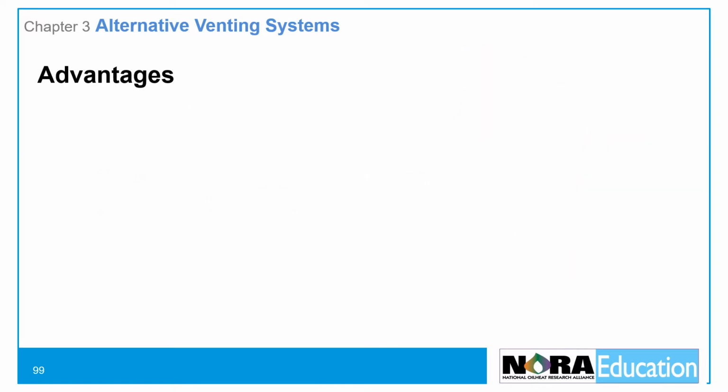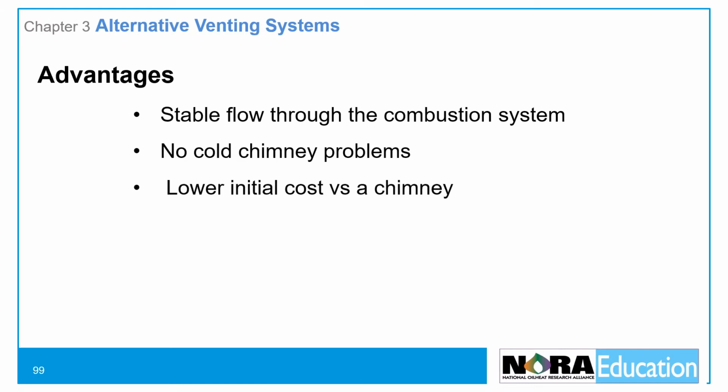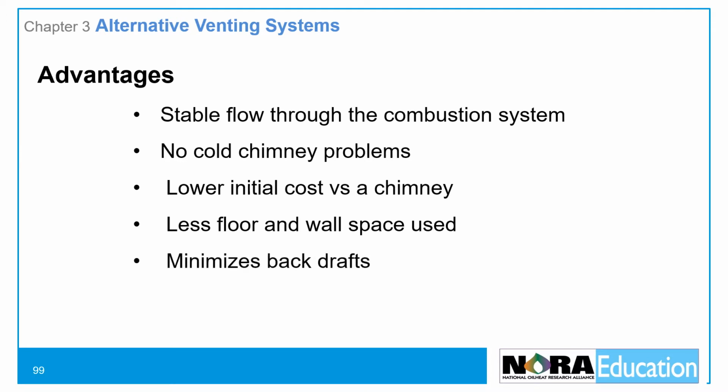Sidewall venting offers several advantages over chimney venting. It enables a stable flow through the combustion system, and there are no cold chimney problems. It has a lower initial cost than a chimney. Less floor and wall space is used. It minimizes backdrafts, and it minimizes standby losses.